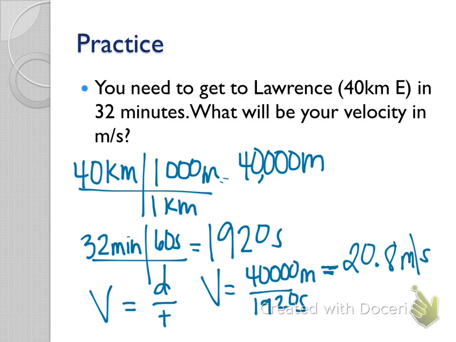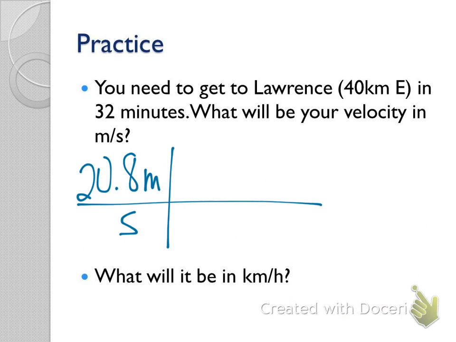East. There we go. Velocity must have magnitude and direction. So our final answer is not 20.8 meters per second. It's 20.8 meters per second east. Magnitude and direction. So it's per, right? Every time we have a per something, that second unit has to go on the bottom. Okay, we're traveling 20.8 meters in 1 second.